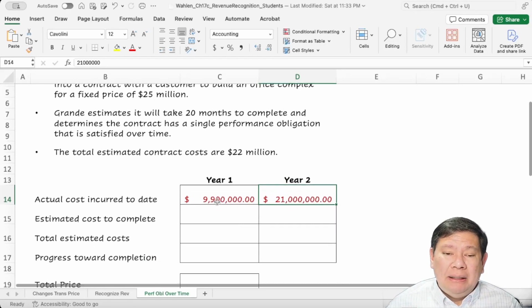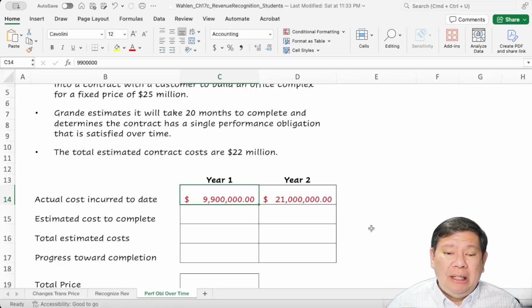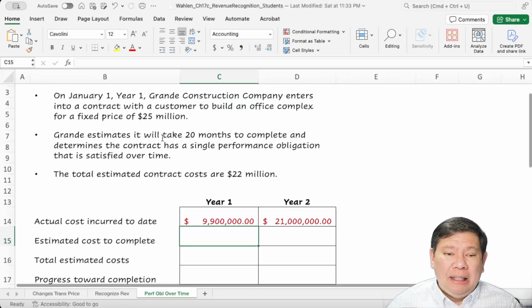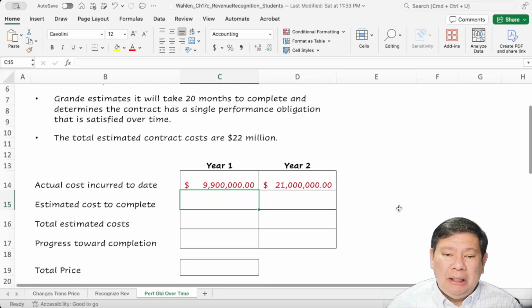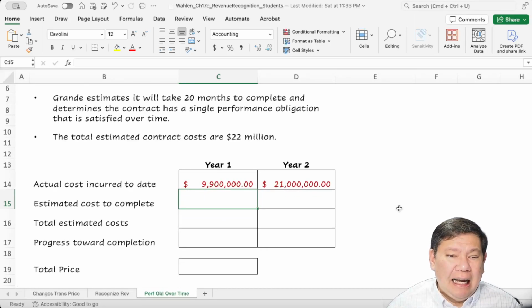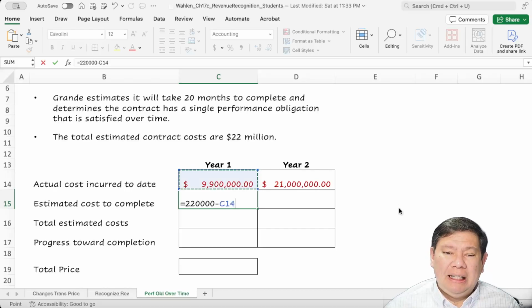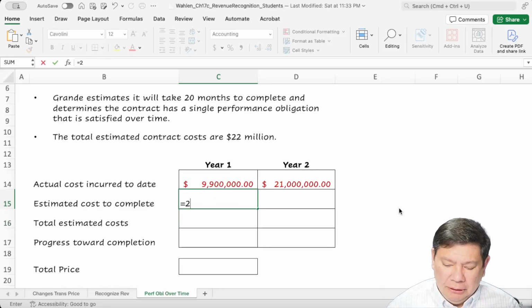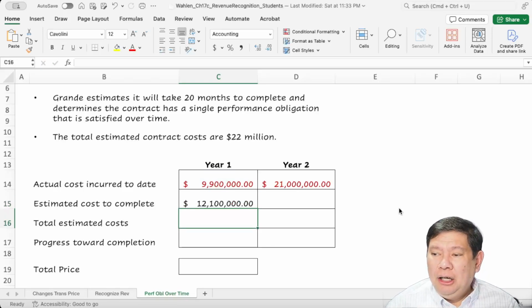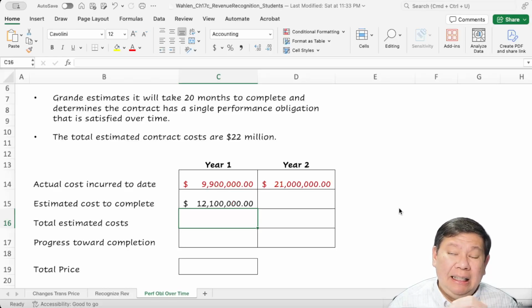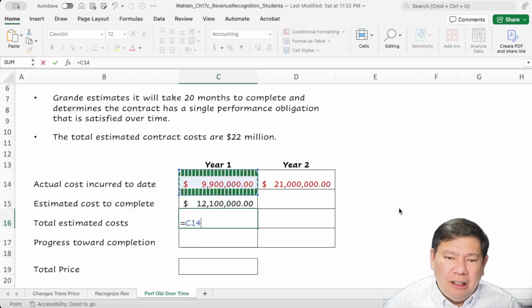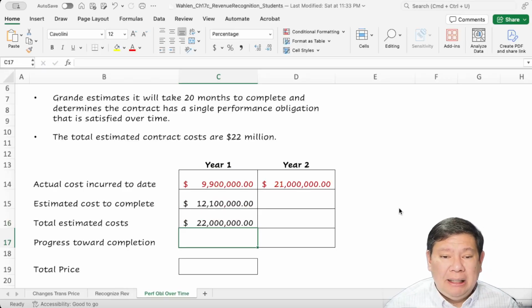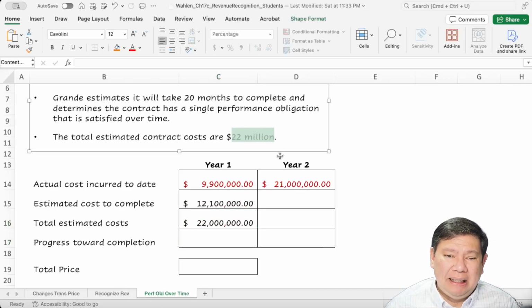In year one, after they spend $9.9 million, originally they predicted that the cost would be $22 million. So the estimated cost to complete is 22 million minus what they have already spent, 9.9 million, which is $12,100,000 that needs to be spent in the following year. So the total estimated cost at that time, the two combined, is $22 million, the original estimation.